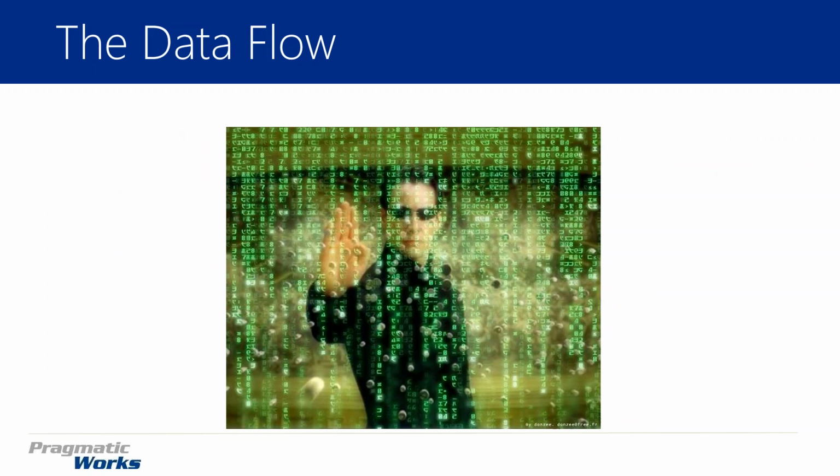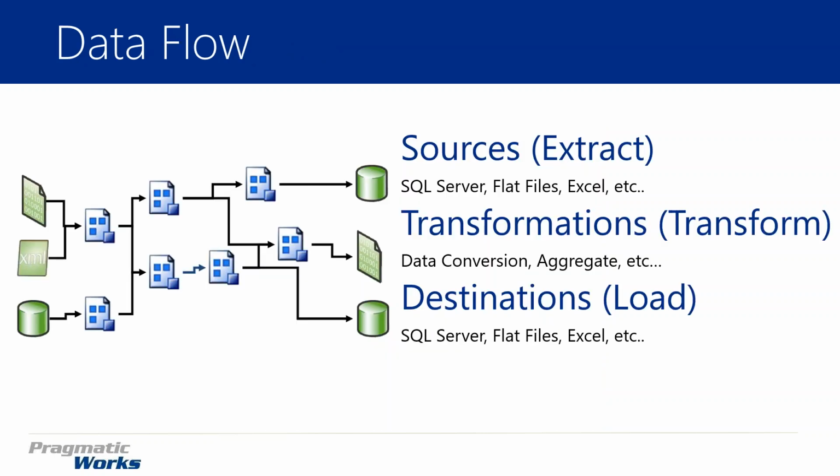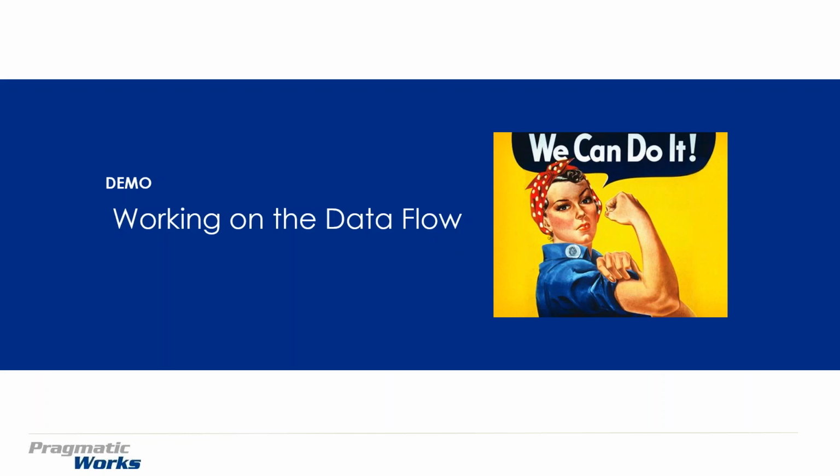So we have now become one with the matrix. We've handled the control flow. Let's now jump into the data flow itself. We are going to utilize sources to extract information, such as SQL Server databases, flat files, and Excel files. We're then going to transform our data. We're going to convert it. We're going to aggregate it. And then we're going to throw it into new destinations, a new SQL Server database table, or a new flat file, or a new Excel file. We can do all of that. So we're going to jump into the data flow.